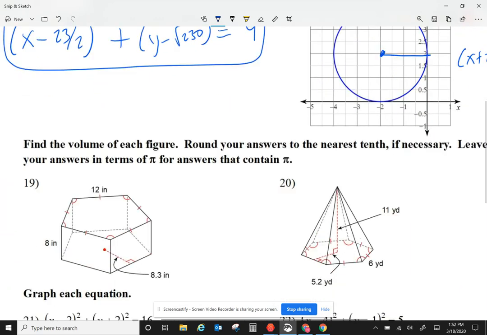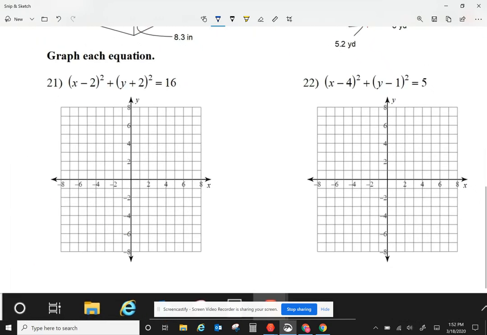Continuing still with circles, let me skip to number 21. I can tell the center of the circle is 2, -2. The radius is the square root of 16. Since this is radius squared, that means the radius is 4. So let me plot the center, 2, -2. From the center of the circle, I'm going to go 2 up, 2 to the left, 2 down, and 2 to the right. That way I have a very good idea how the circle should look.